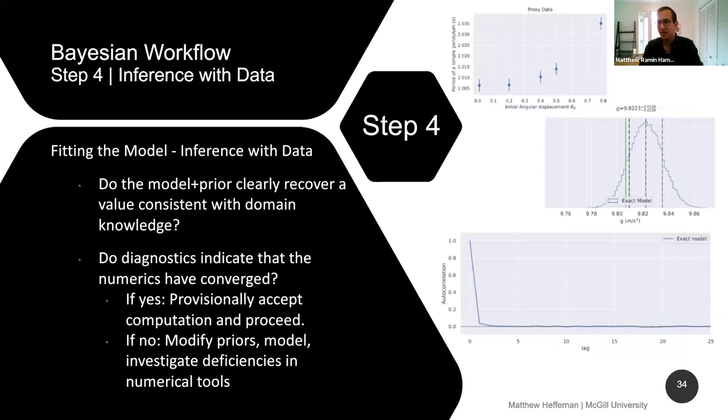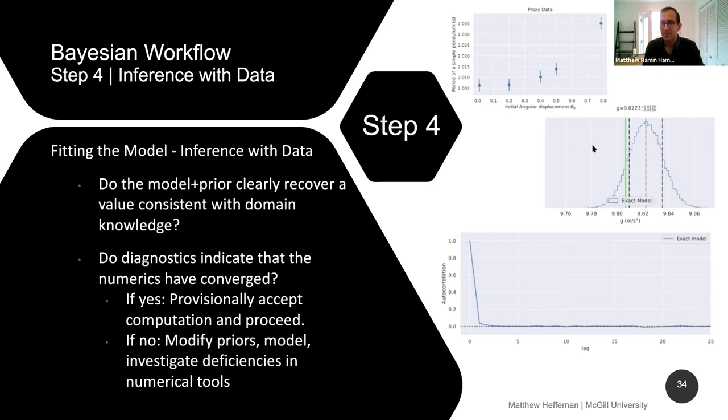Okay, now that we've gone through and been careful about that, we can go ahead and compare with our data, which I'll provide in the hands-on session. And what we do is we ask the question again, does the model in the prior clearly recover value consistent with domain knowledge? And so we've got period of a simple pendulum in seconds. We have initial angular displacement theta zero in radians. And we see this is the data that we're going to be using.